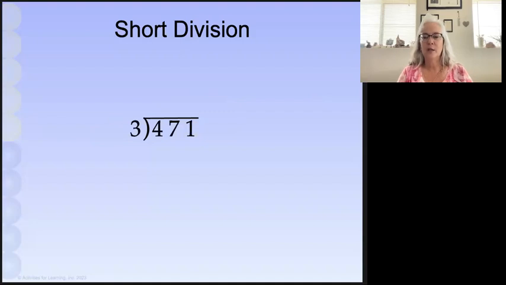Now with kids, this gets a little bit weird. So they like to know where to write the numbers. So put these little red lines up here. It helps them know where they're going to write their information. So I've got 3 goes into 4. It's actually 400. 3 goes into 4. How many times? 1. How many left over? 1. I'm going to put it right there.